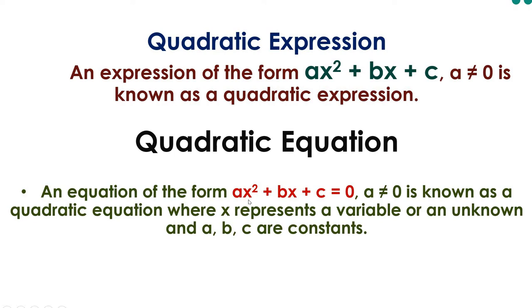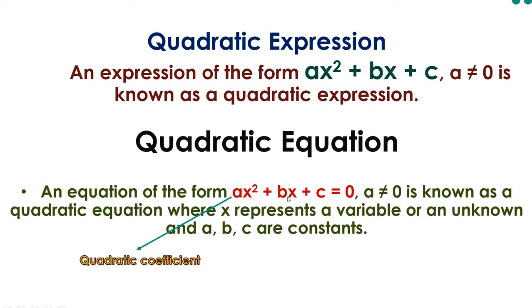So in ax square plus bx plus c equals 0, this is a quadratic equation. The whole term ax square is called the quadratic term, whereas a here is the coefficient of x square. Anything which comes along with the variable is called the coefficient. So here a is coming along with x square, so a is the coefficient of x square and we call it the quadratic coefficient.